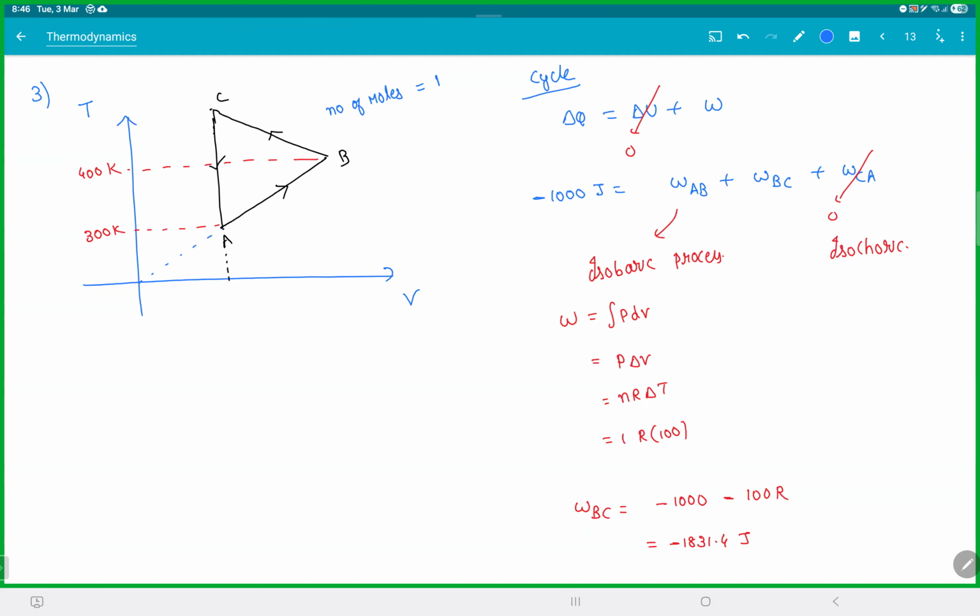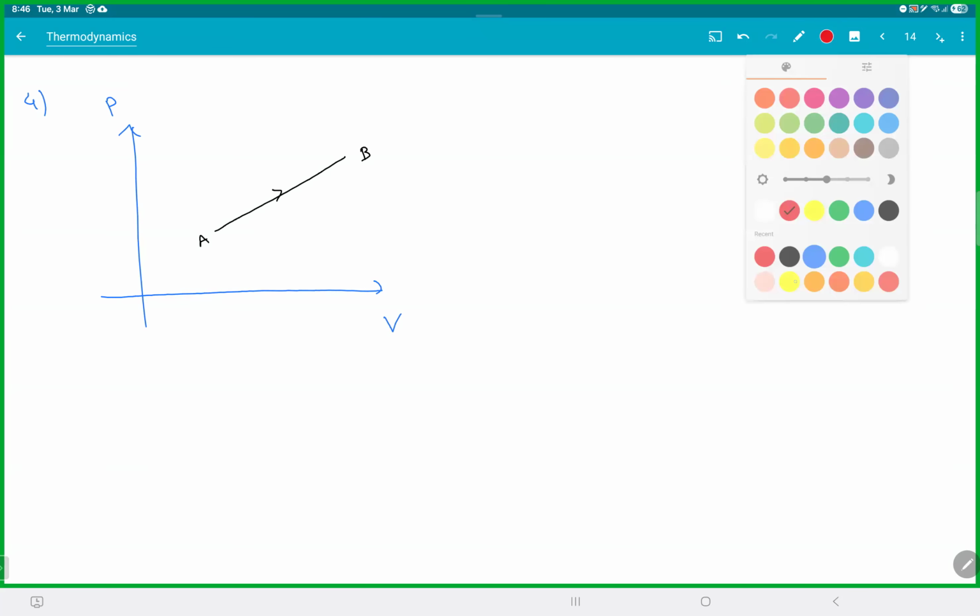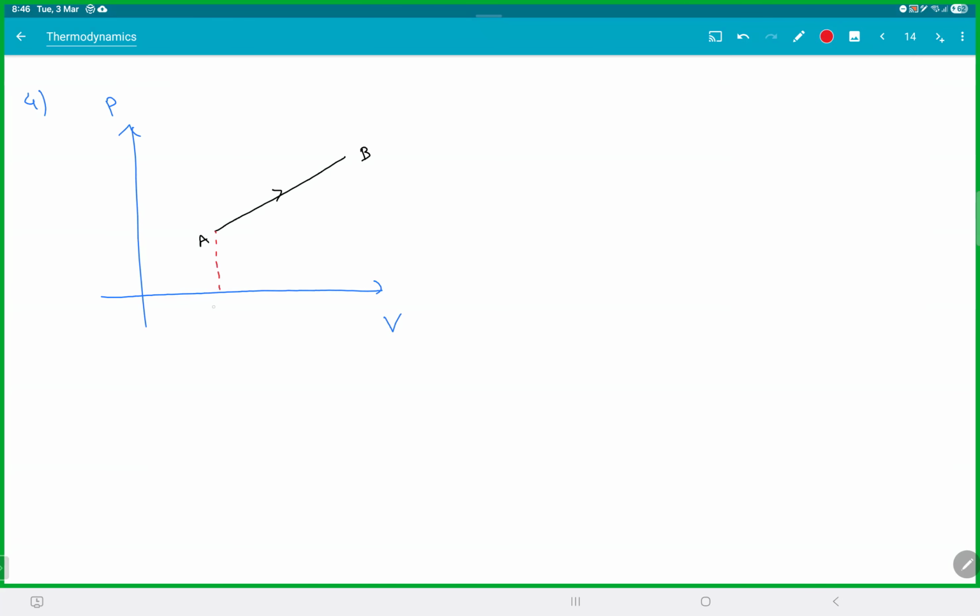Next one. This would be a little higher side, but yeah, it's a mains question. Let's see how they can frame an advanced question. This would be maybe an advanced integer question. So we have a PV graph. We have a process like this, AB. This volume is V naught. This volume is 5 V naught. Here the pressure is P naught. Here the pressure is X times P naught.